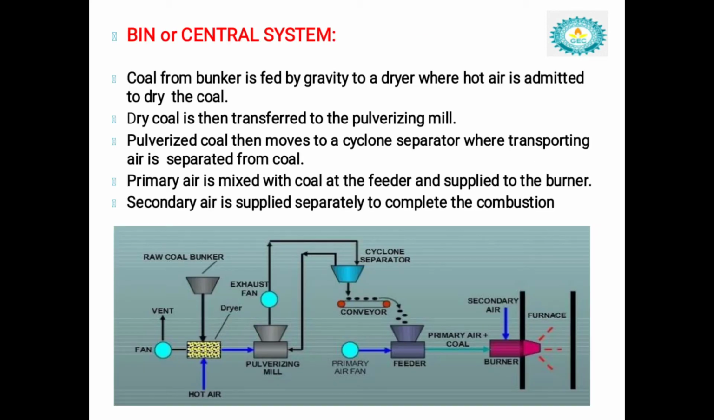Now come to the central system or bin system. In the central system, the crushed coal is fed to the dryer from the raw coal bunker by gravity. The drying of coal is effected either by using hot gases, preheated air or bleed steam. The dried coal is fed to the pulverizer with the help of a feeder. The pulverized coal is carried from the pulverizer mill with the help of air.